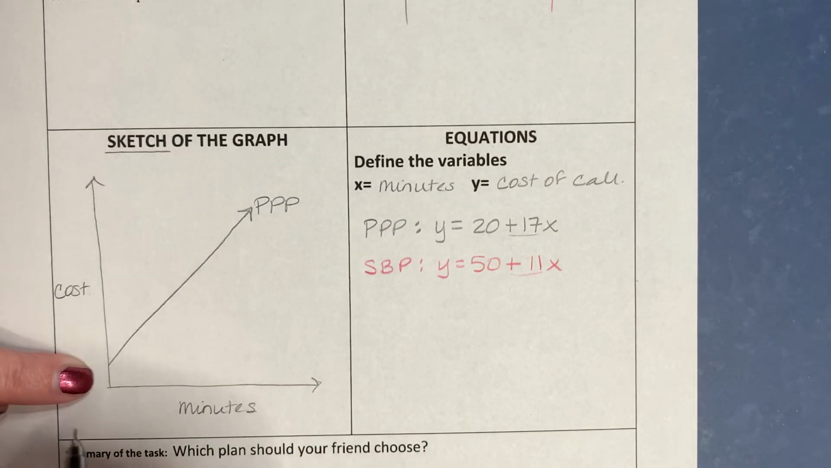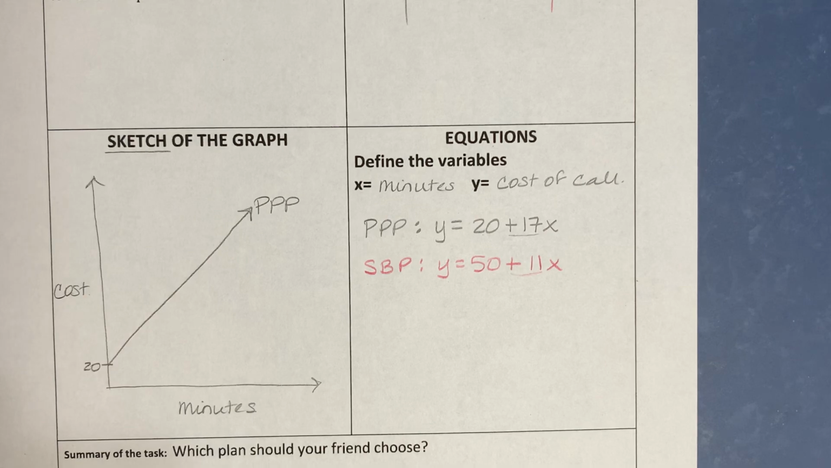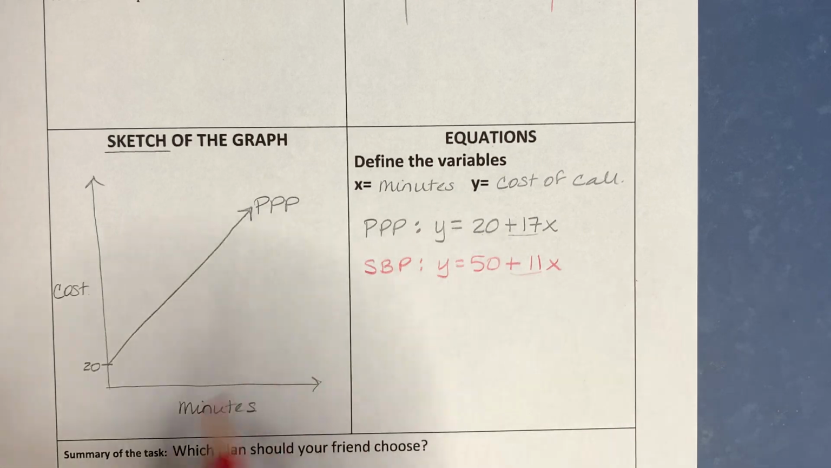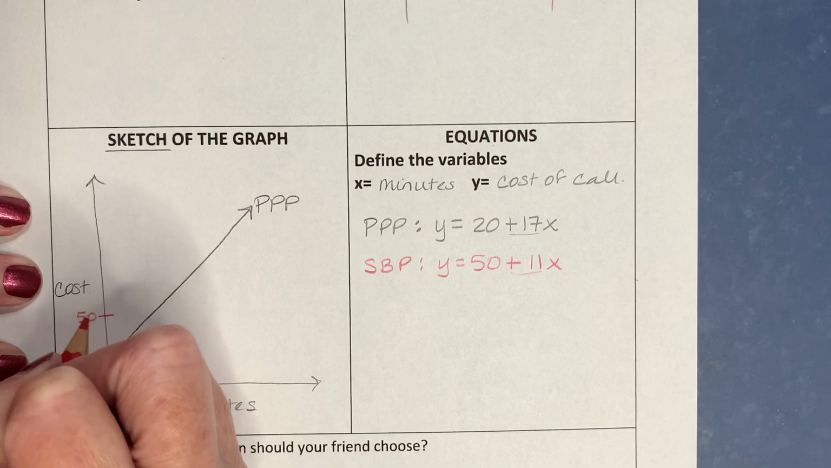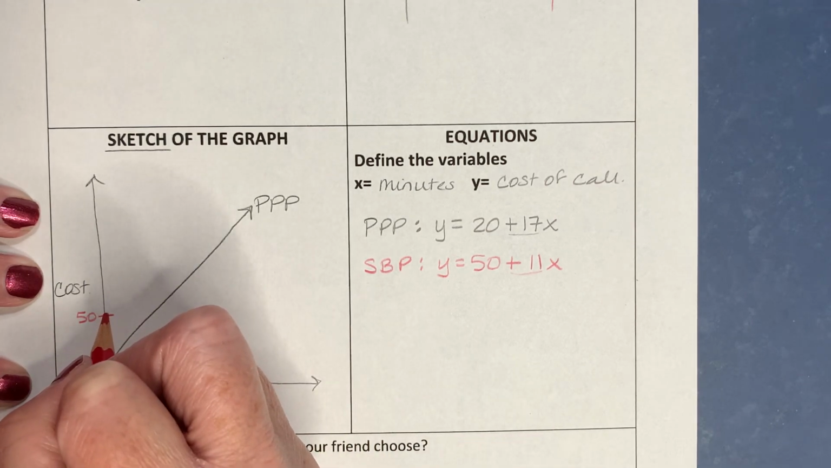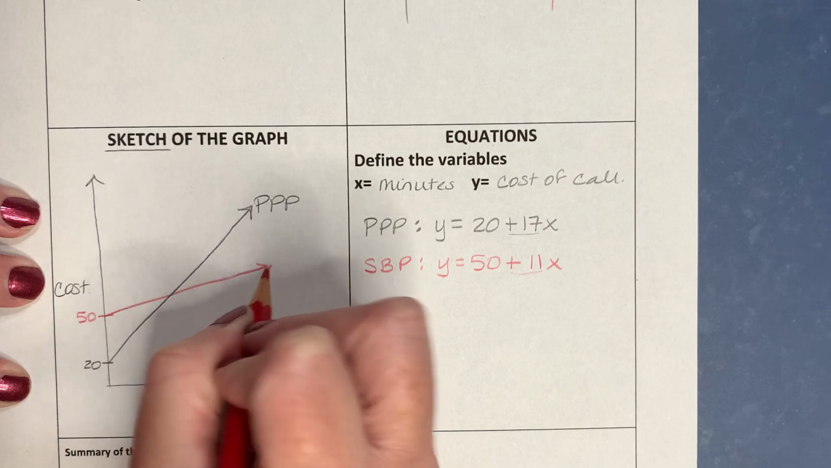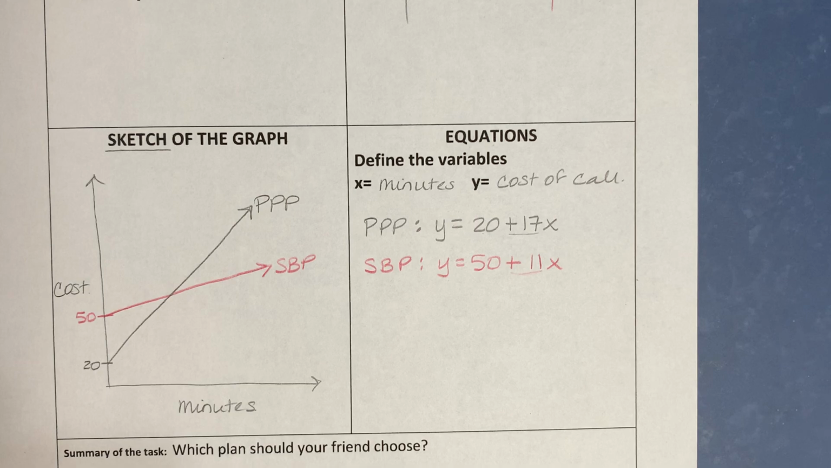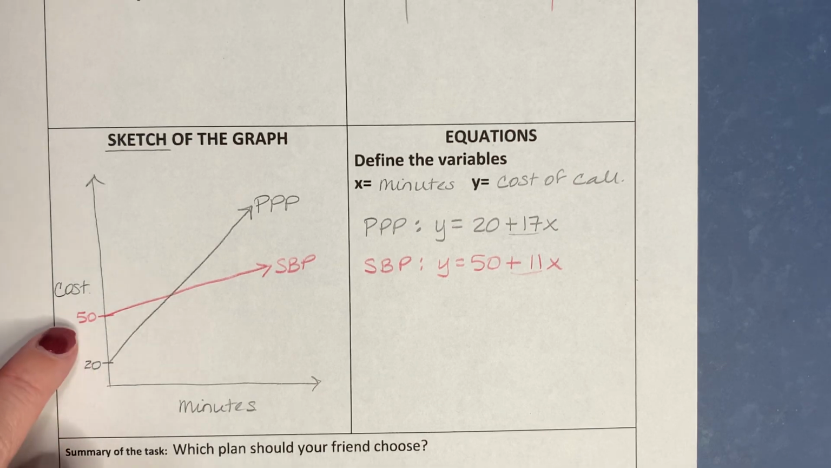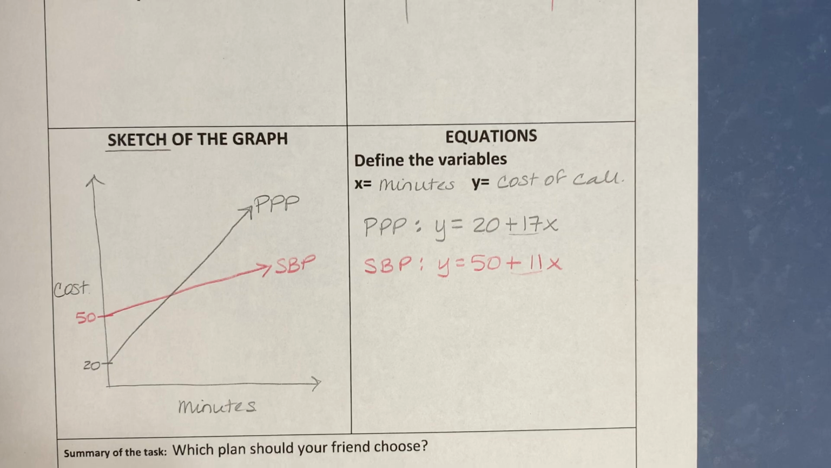So there's my PPP. That's my frequent phoner plan. This is going to be my 20 cents. My small business plan started a little higher than that at 50 cents, and also increased, but increased at a lower rate, because it's only 11 cents per minute. So that's my sketch. Notice I'm not being accurate. There's no numbers other than the 20 and the 50 that we know, and so on.